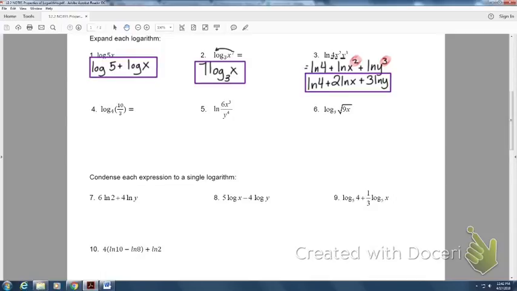Okay, so now going down to problem number 4. So I've got log base 4 of a fraction, 10 divided by 3. I can expand division by using subtraction. So log base 4 of the numerator, which is 10, minus log base 4 of the denominator, which is 3. And that's the only thing that I can or need to do on that one.